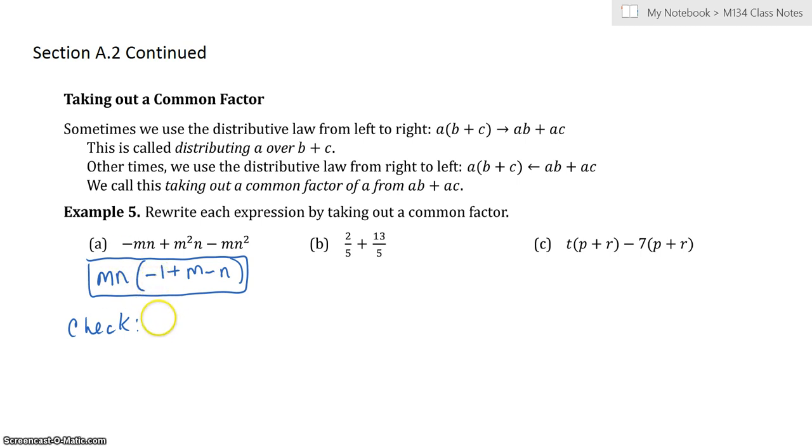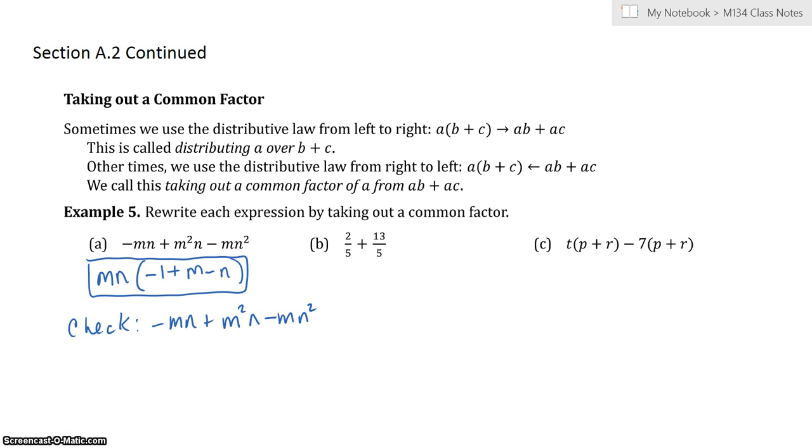If you multiply that together, you get minus mn, plus you get 2m, so m squared n, and then finally 2 n's, mn squared, which is what the original was. That is called factoring.